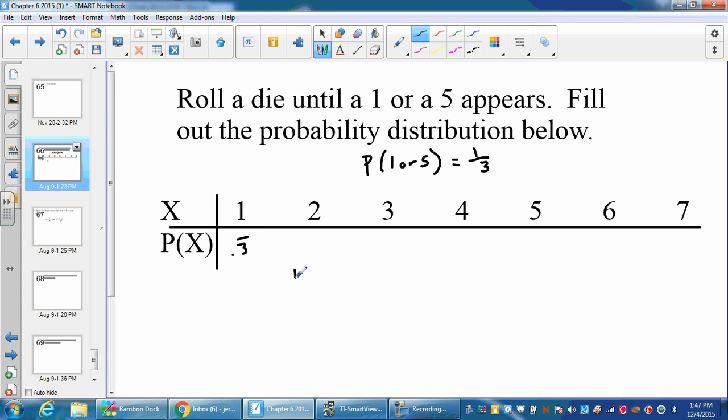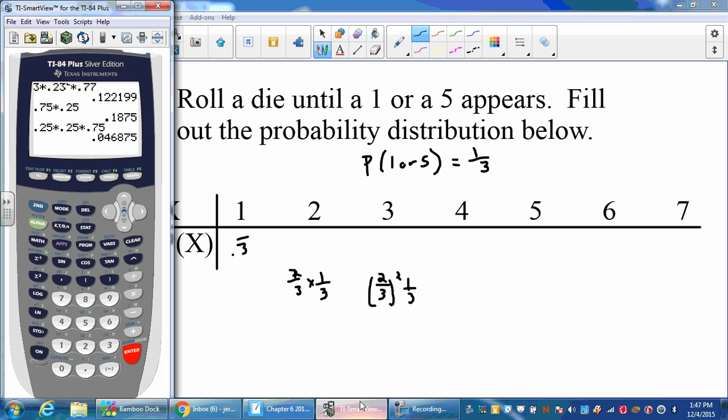And for the second one, you've got 2/3, because you missed it on your first roll, times 1/3. And then you can multiply that out and get your value here. And for this one, 2/3 to the second, multiplied by 1/3, gets your value here, and so on and so on. But our calculator, if you want to see it, gives you a short way with a geometric PDF.